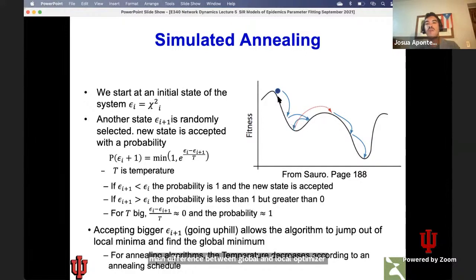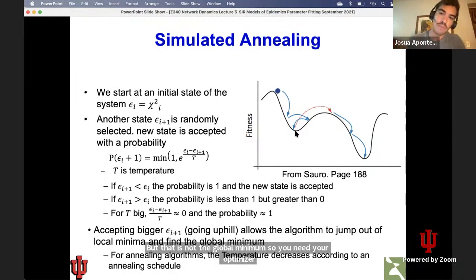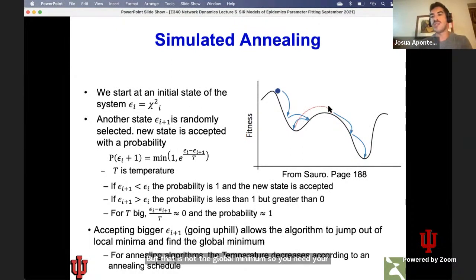The local optimizer, if you start here, will start to move in this direction until it reaches this minimum, right? That is the parameter value that it is going to return. But that is not the global minimum. So you need your optimizer to be able to move upwards, up the gradient, to be able to get out of these regions that are local minima, and eventually get to the global minimum of the landscape.